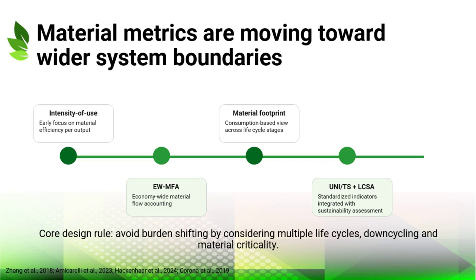economic evaluation. The design rule is to avoid burden shifting. A circular metric should not celebrate recycling if it hides downcycling, high impacts elsewhere, or critical material losses across multiple life cycles. Broader boundaries produce more responsible decisions.